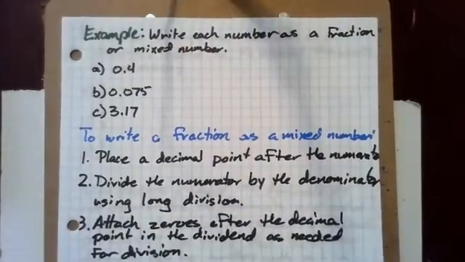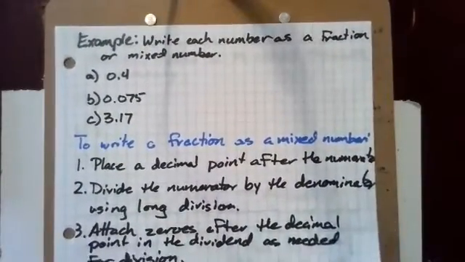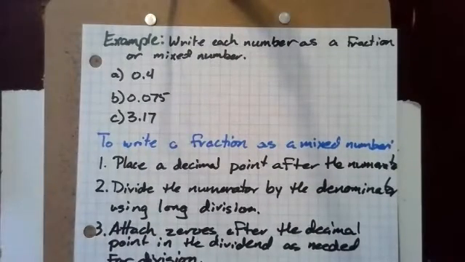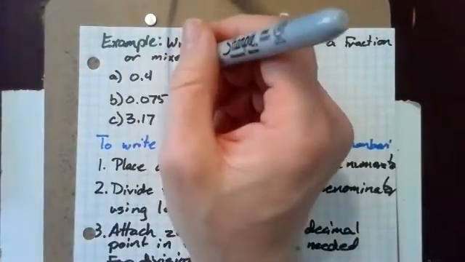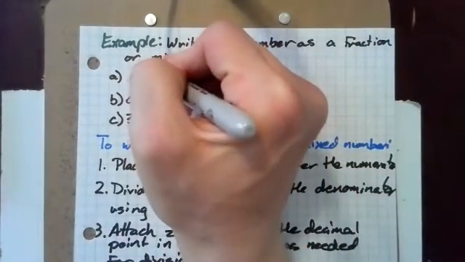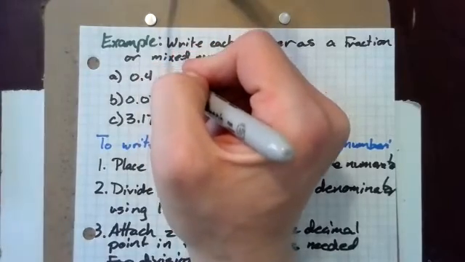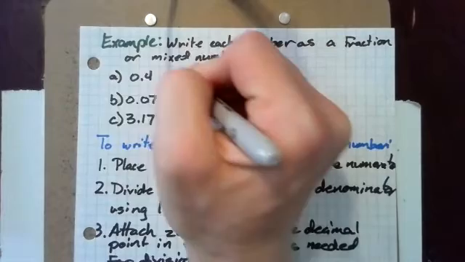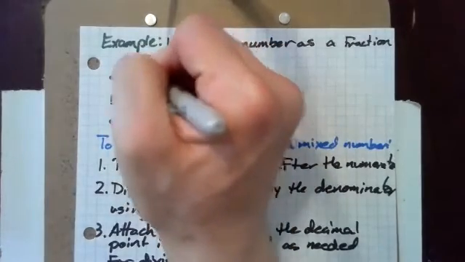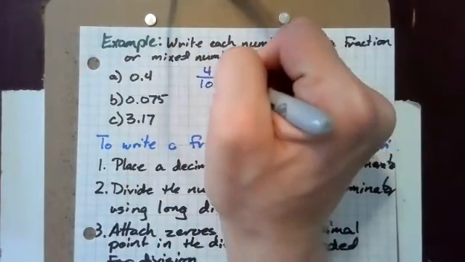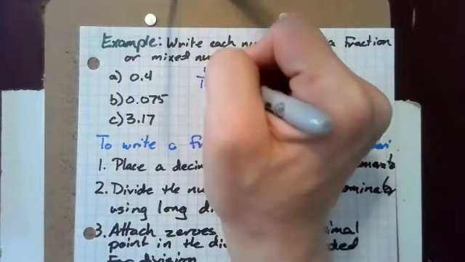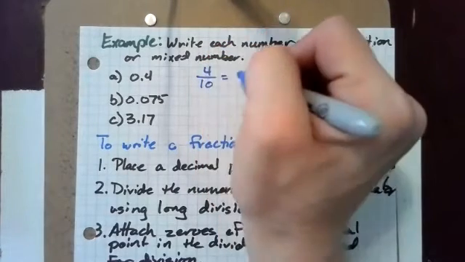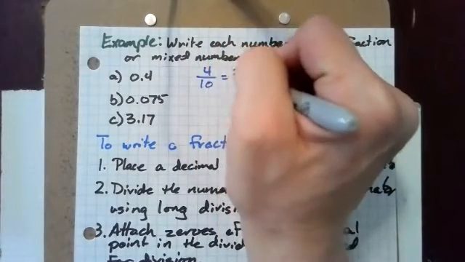So now we're going to do an example writing each of these numbers as a fraction or mixed number. The only one that's going to be a mixed number is C there, but we will start with this. We've got 0.4, so we drop the 0 and the decimal point and write 4 over. There is one decimal place here, so that's 4 over 10, and then we simplify that. Greatest common divisor of 4 and 10 is 2, so we divide both by 2 and get 2/5.